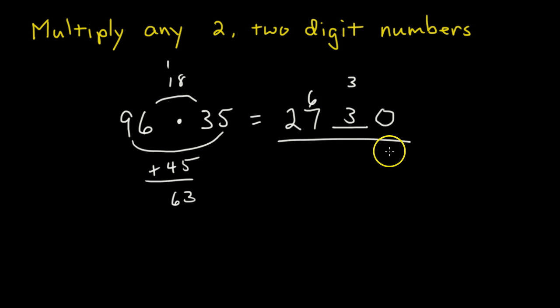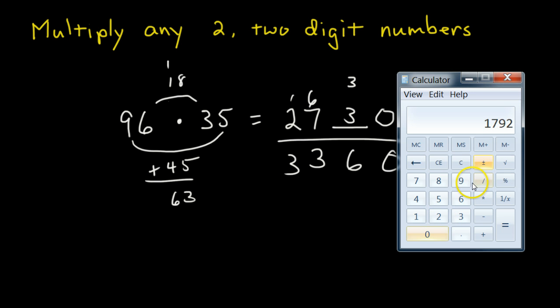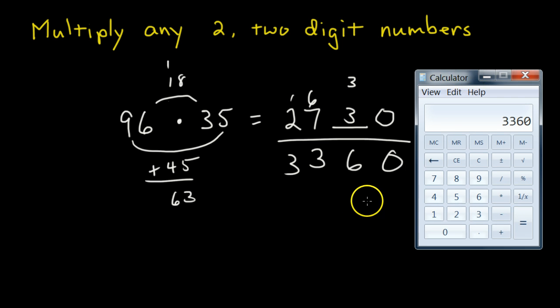And now we do the addition. 0, 6. 3 and 3, and we'll see if I'm accurate. Let's see, 96 times 35, and we get 3360. And it really is a pretty simple method of doing it.